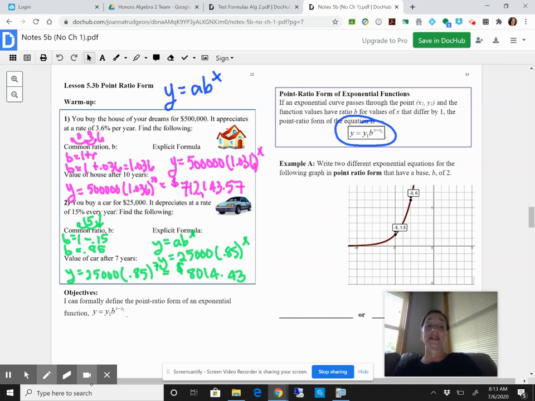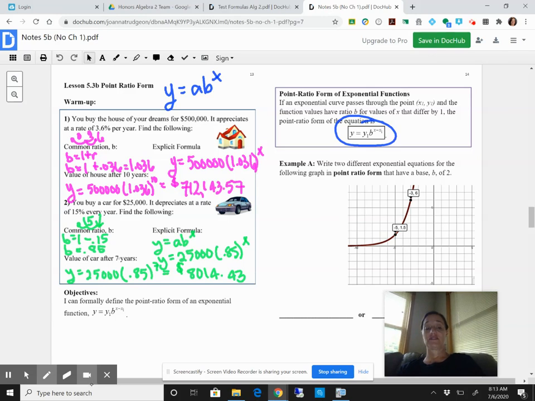Number 2, you buy a car for $25,000. It depreciates, so it's going down in value, at a rate of 15% every year. So I move the decimal place over to 0.15, and I'm going to subtract this from 1 in order to get b. b equals 0.85. Explicit formula, again, y equals ab to the x, so y equals 25,000 times 0.85 to the x.